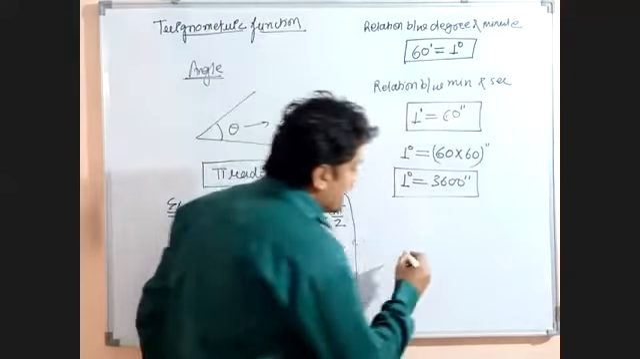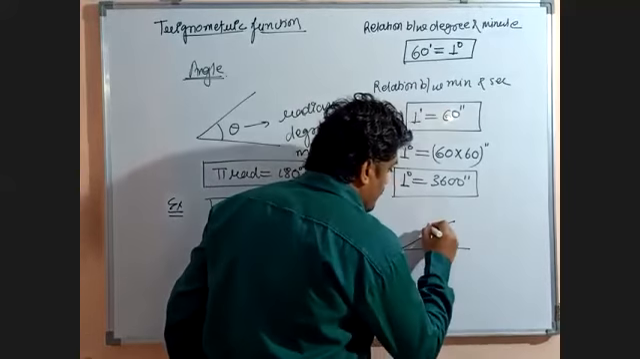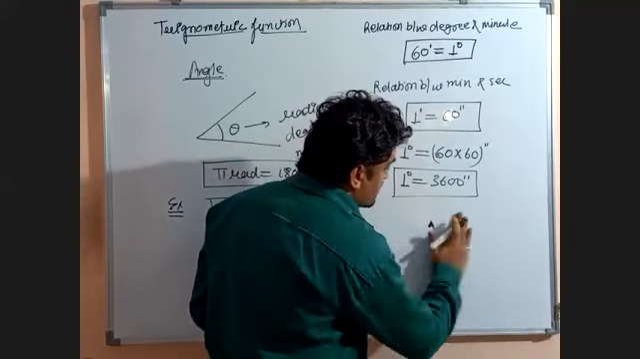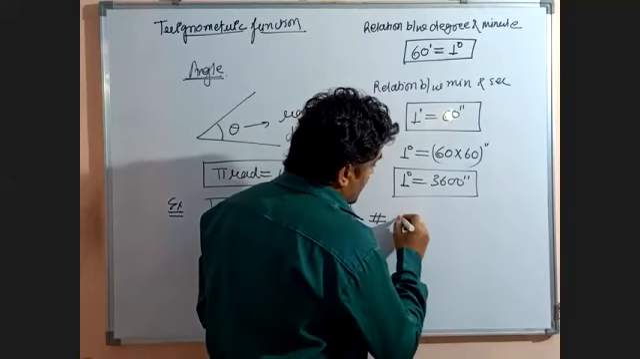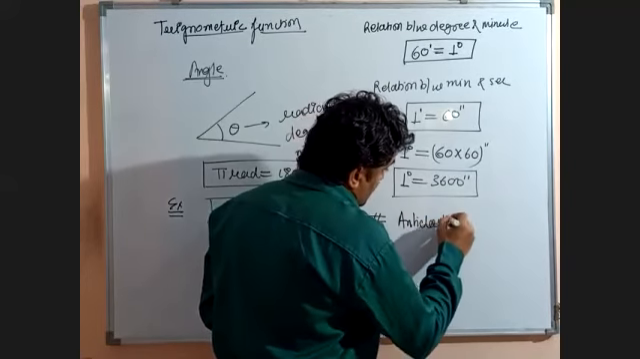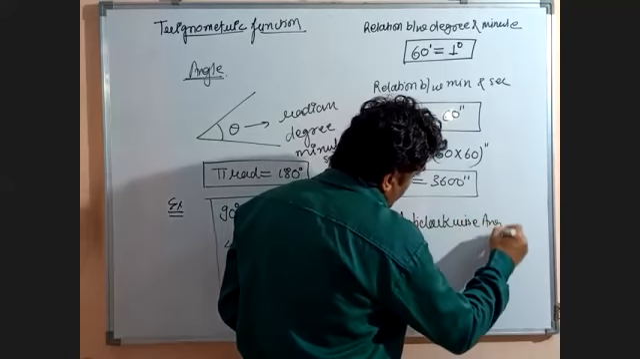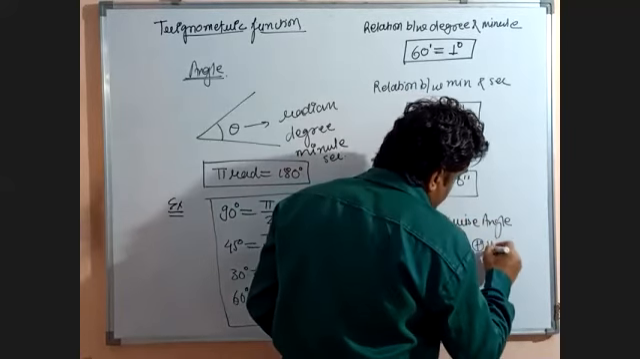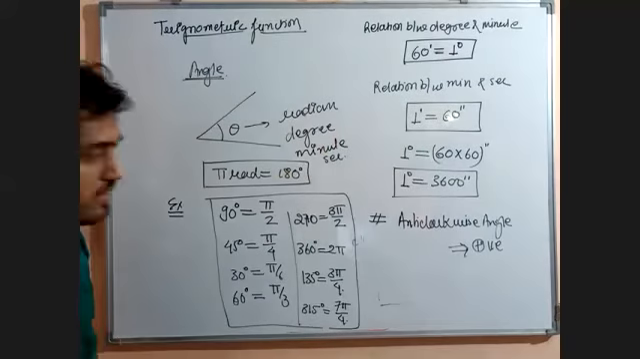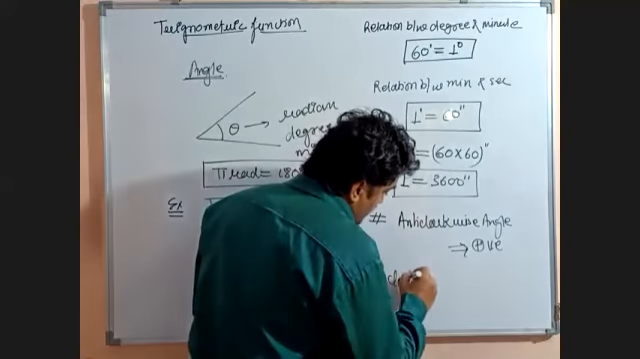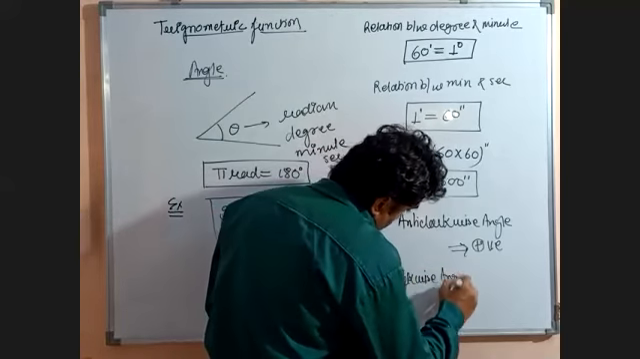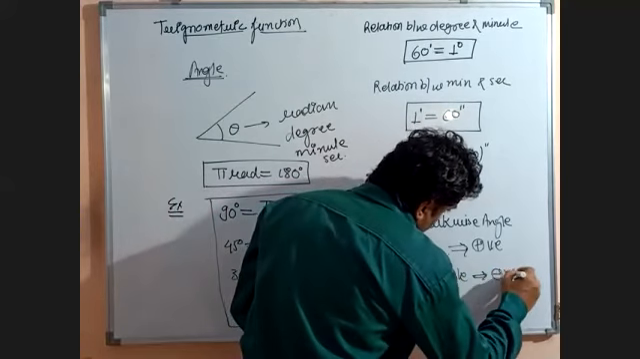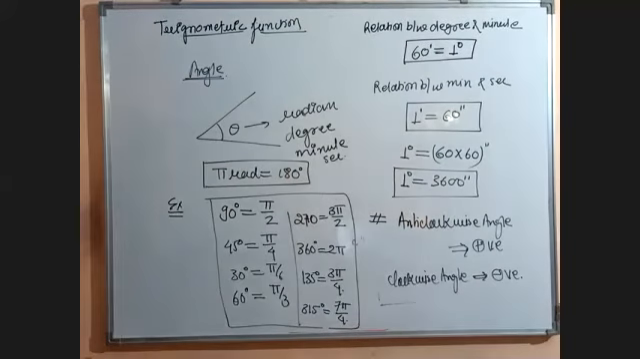If we are measuring angle anticlockwise, the measured angle is considered a positive angle. This is the sign convention for measurement of angle. And an angle measured in the clockwise direction is a negative angle. Please note down all these concepts.